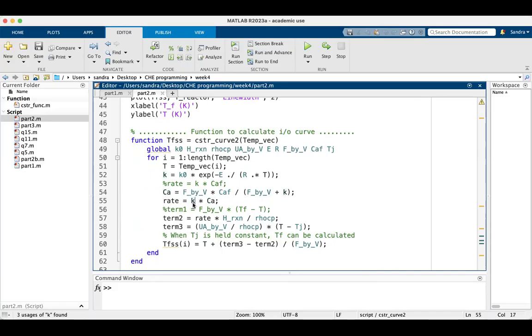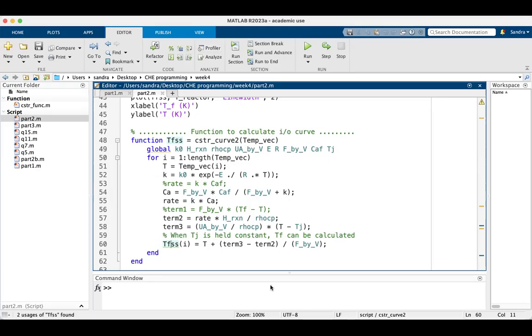Now we need to calculate the Tf, which is unknown to us. For the time being, both Tf and Tj are unknown to us. Tf is the feed temperature and Tj is the jacket temperature. Both are unknown basically, but we will have to fix at least one of them.